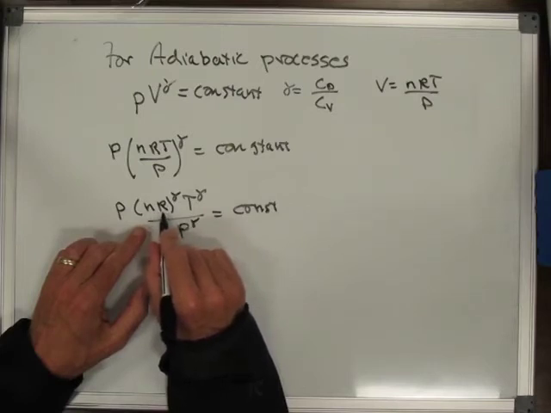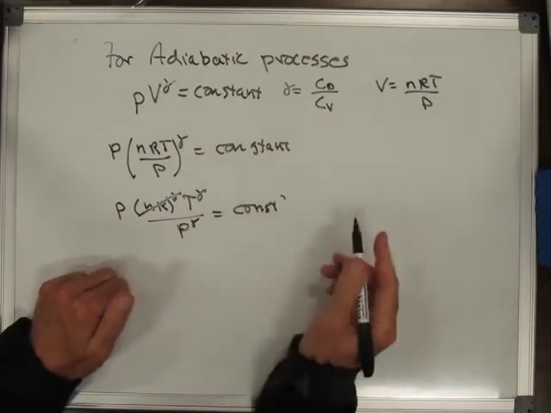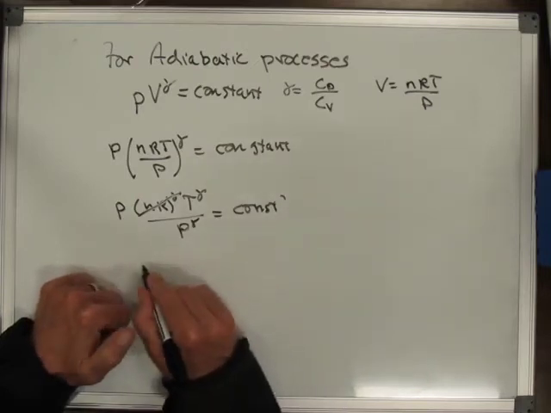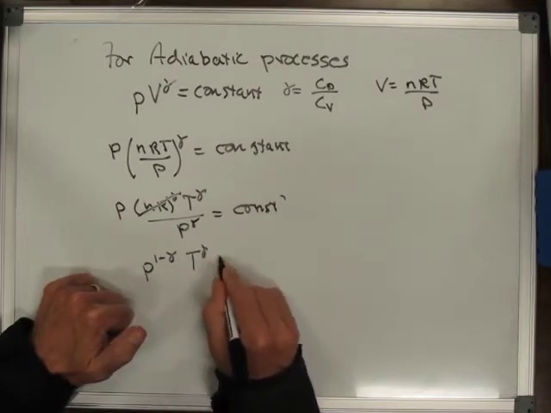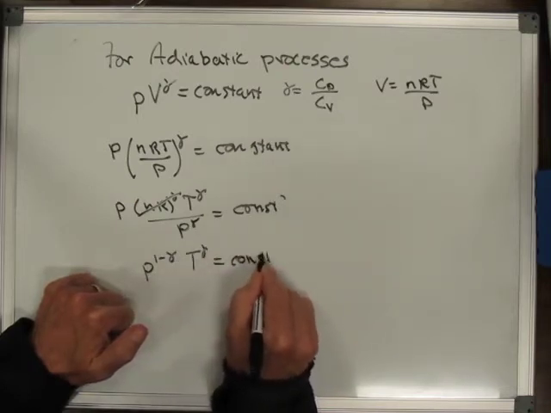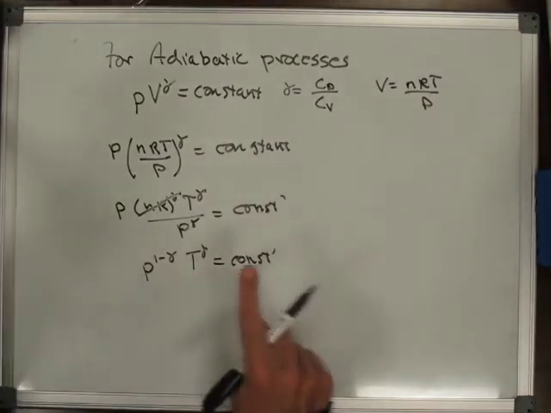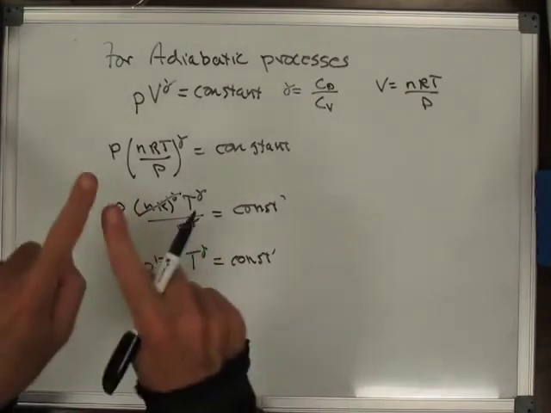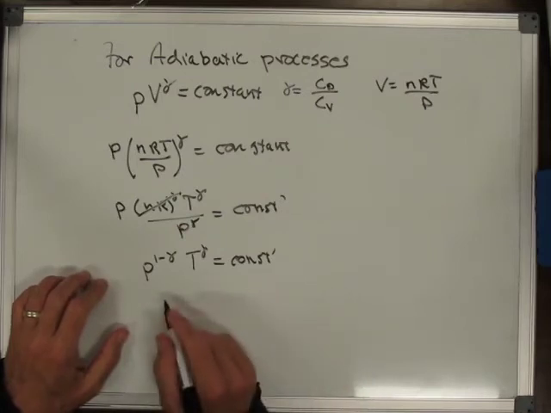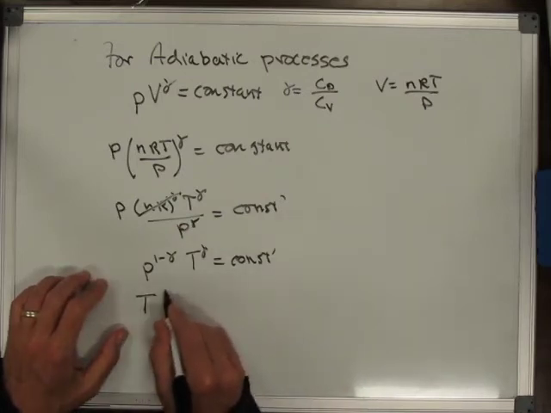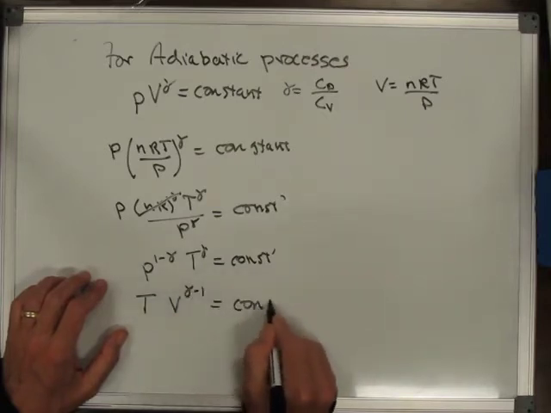But these guys are a constant because this number never changes. It's the number of moles of ideal gas I have, and R is a constant. So I can just cancel that out and change that to constant prime, still just a constant. And this becomes P to the 1 minus gamma, T to the gamma is a constant. Again, a different constant, but a constant. And so if I evaluate this quantity at 2 points that are on an adiabatic curve, they have to come out the same all the time. Similarly, and I'll let you do this on your own, you can show that T V to the gamma minus 1 is also a constant.